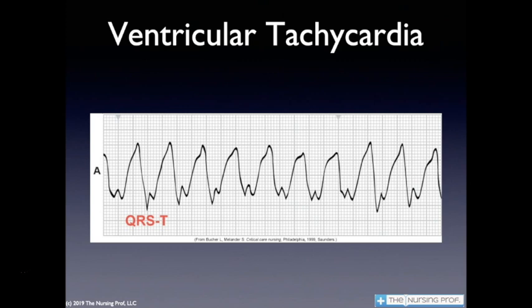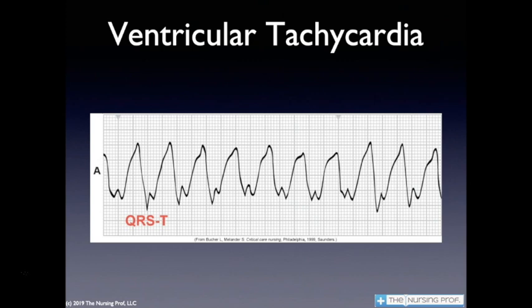And, as you can see from this strip here, we have a very fast rate. So as you go through and you look at the rate there, we have a very fast rate. It's greater than 100 a minute. Therefore, we have a tachycardia, and this is coming from the ventricle because there is no P wave preceding the QRS, and the QRS complexes are not narrow.